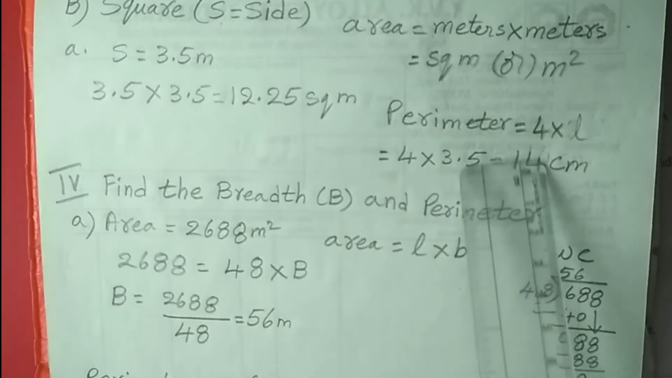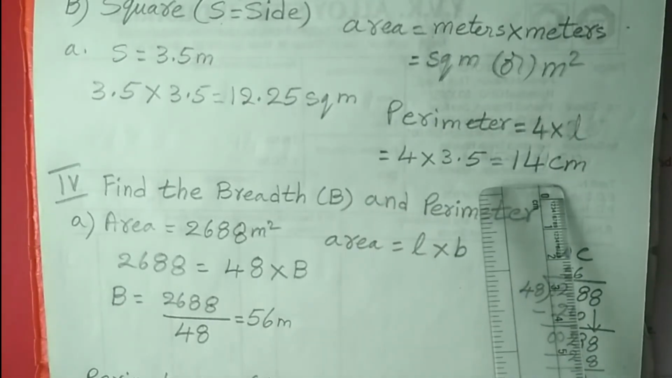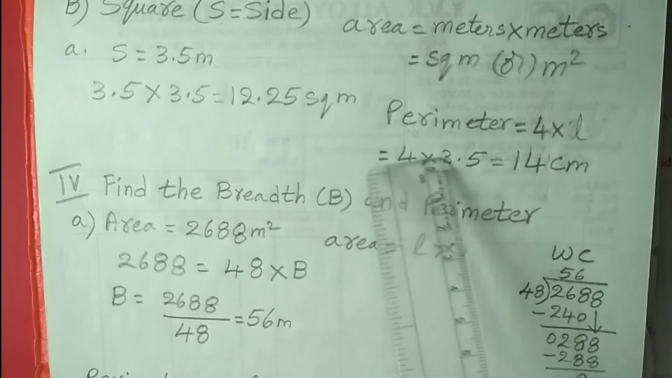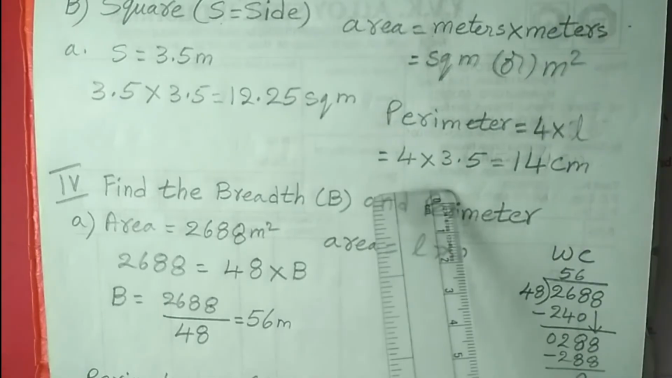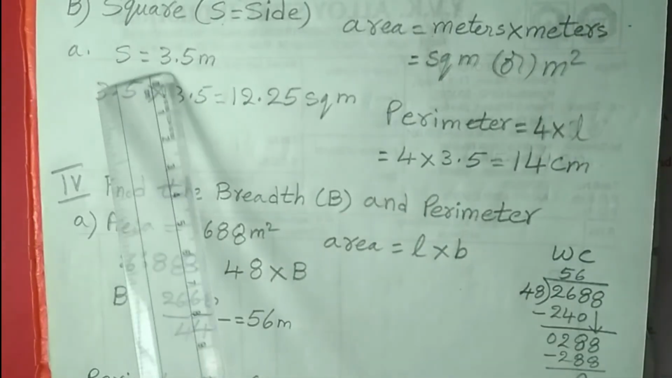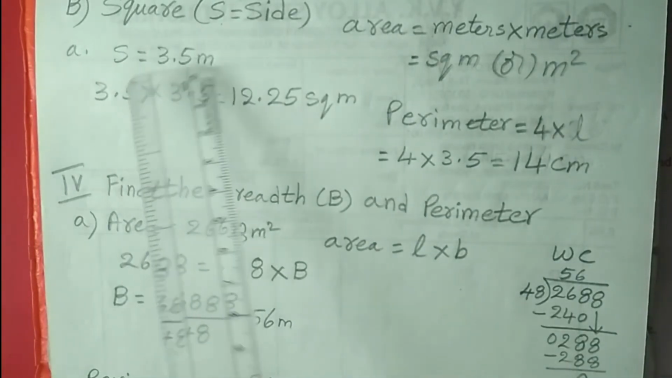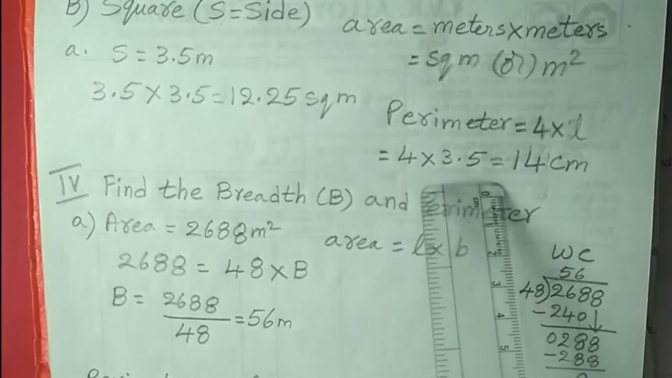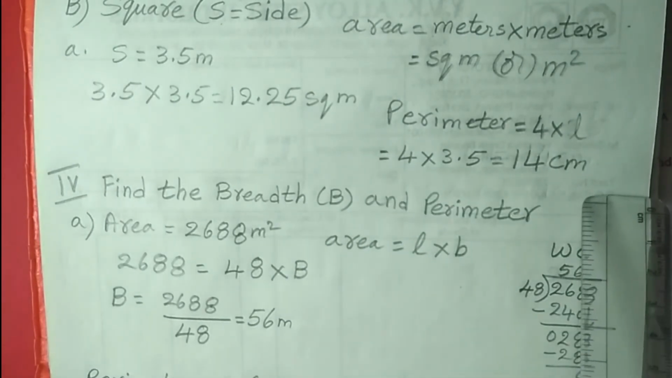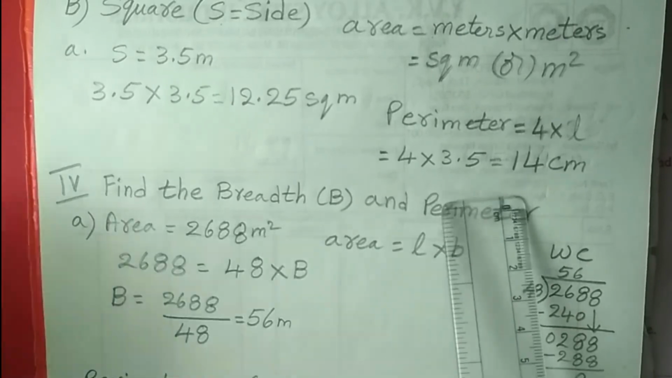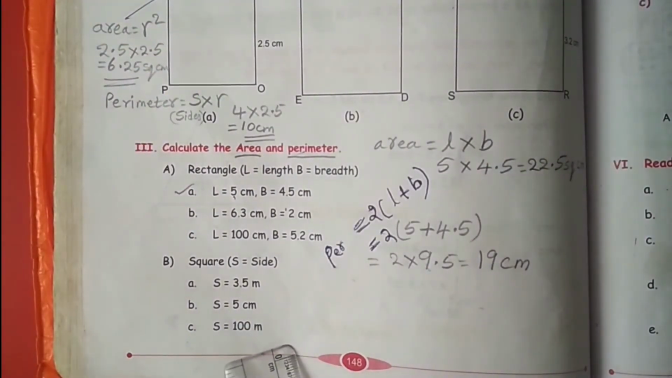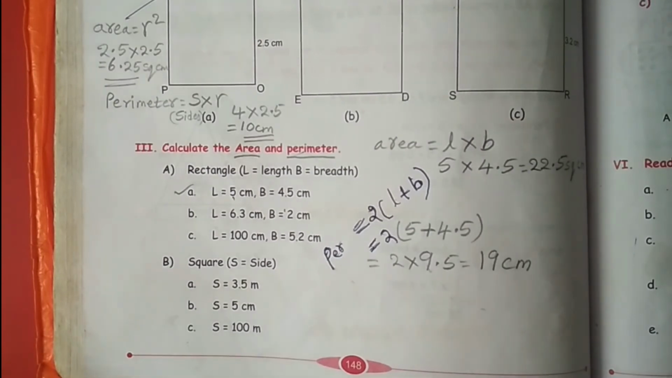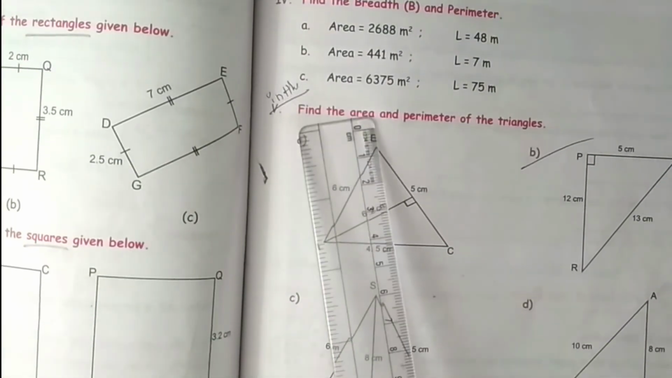And we have to find out the perimeter of the square. So what's the formula for a square to find out the perimeter? Perimeter is equal to 4 into length. Right. So 4 into, here what have they given? 3.5 meters. Right. So 4 into 3.5 is equal to 14 meters. Likewise you do the rest of the sums using the formulas. Okay. Now we shall move to the fourth bit.